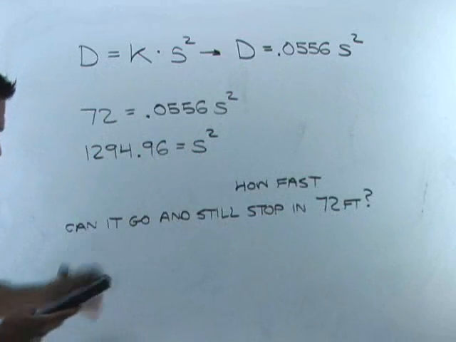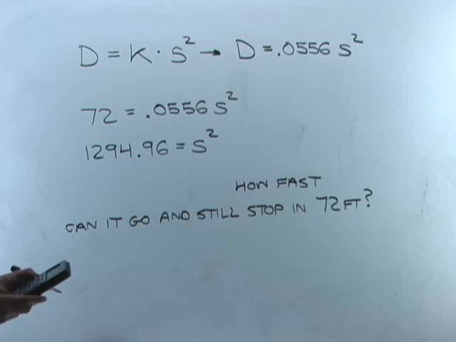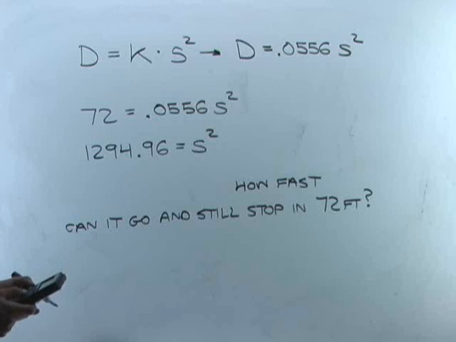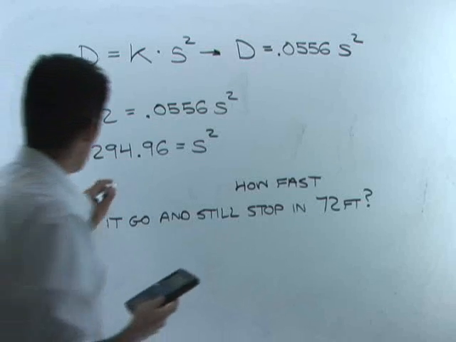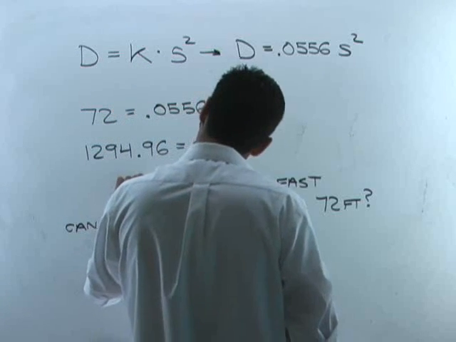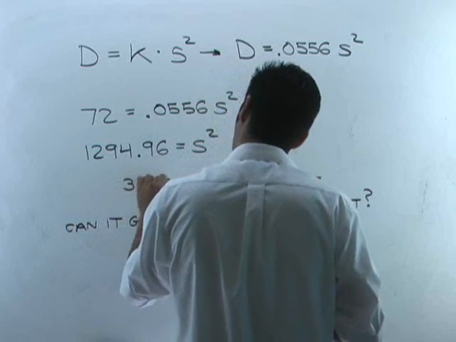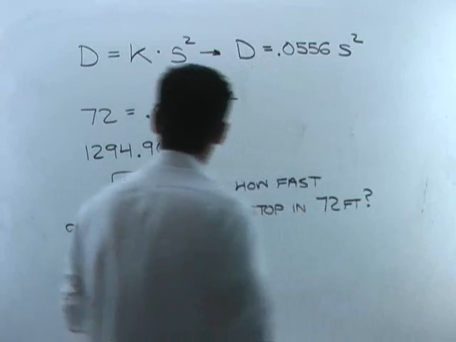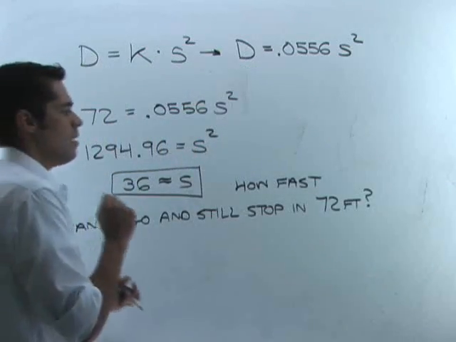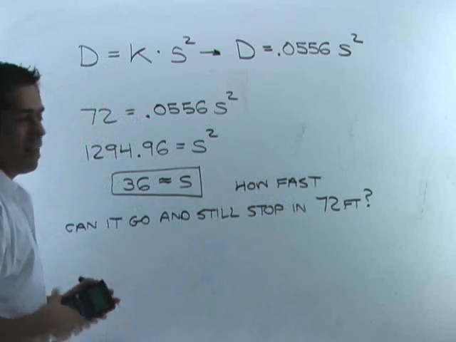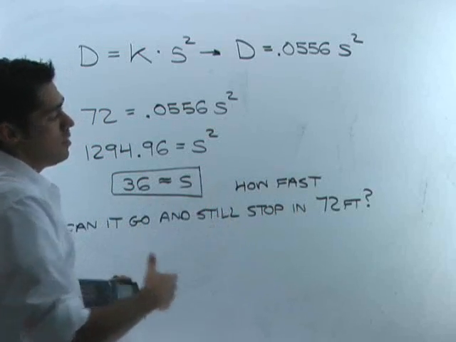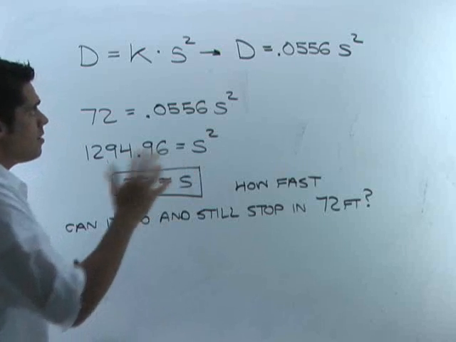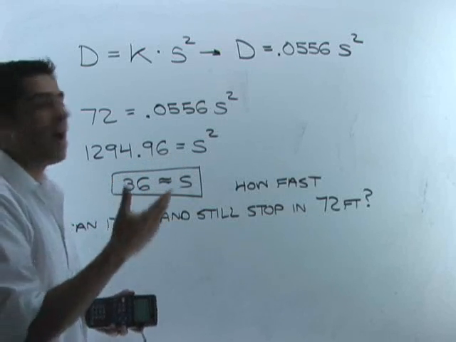And now we take the square root on both sides. So I do 1294.96, I take the square root of that. And I get about 36 miles per hour, approximately, or roughly 36 miles per hour. So we can see that if you travel 36 miles per hour, you'll be able to stop in 72 feet. And that makes sense because 60 miles an hour took us 200 feet. So that's how you'd use this direct nth power variation.